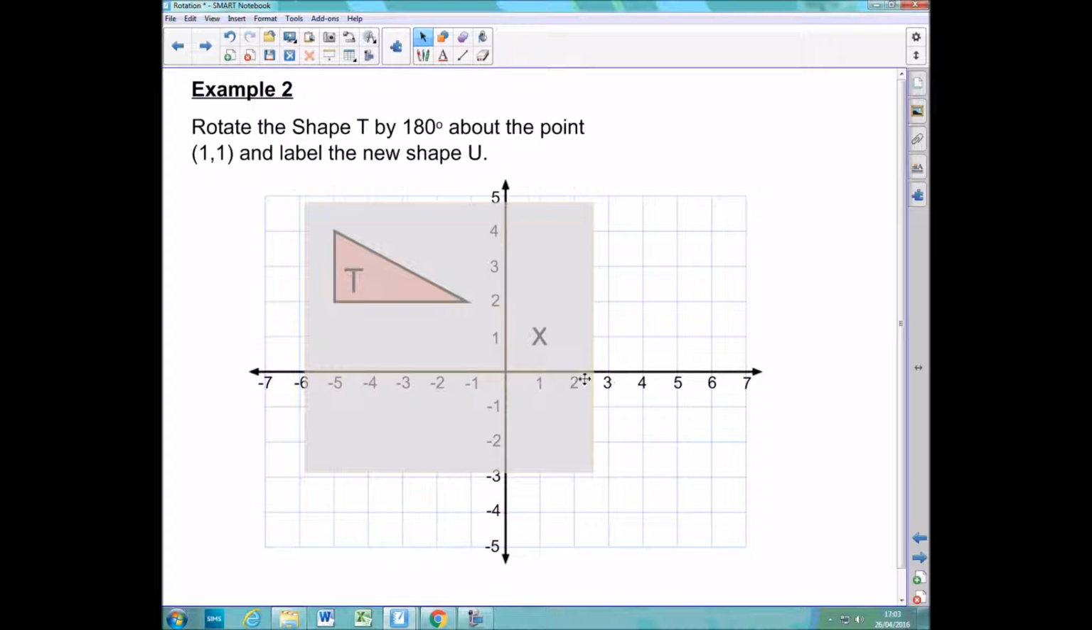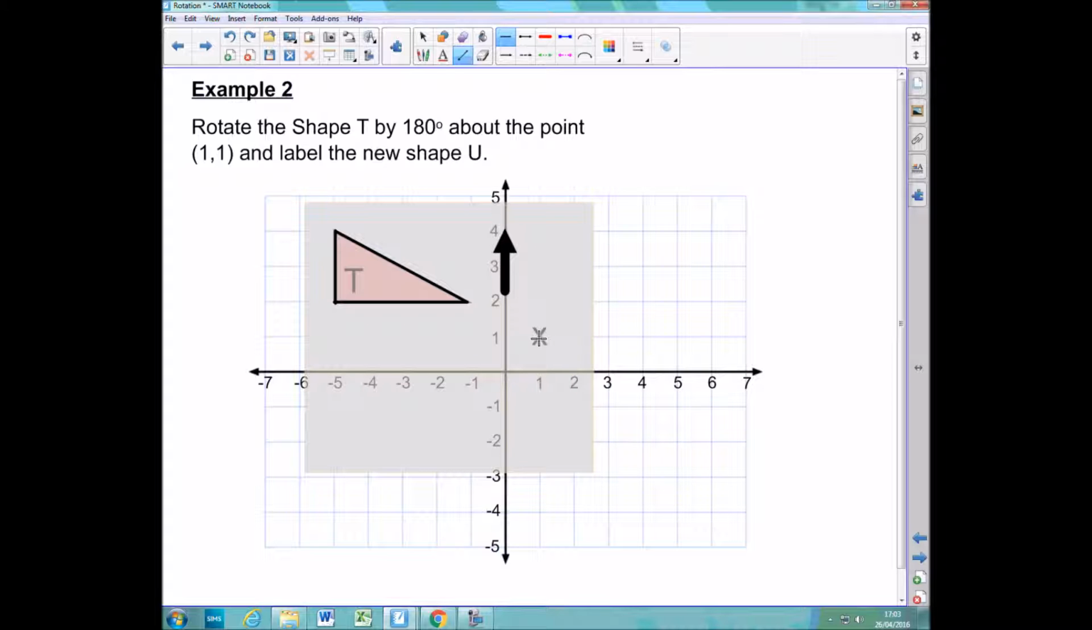Now that I've got my tracing paper, I'm making sure that it not only covers my triangle here, but also my center here at 1, 1. So now I need to draw my arrow going upwards, and I also need to draw my shape on here, making sure to also mark the corners as well, because remember, these are going to be really important to draw in my shape.